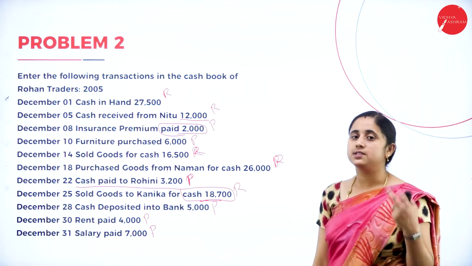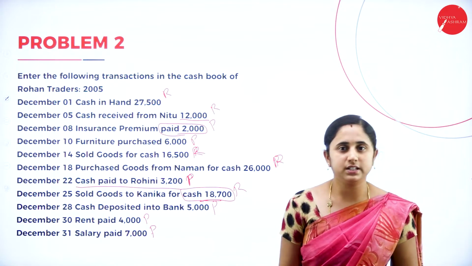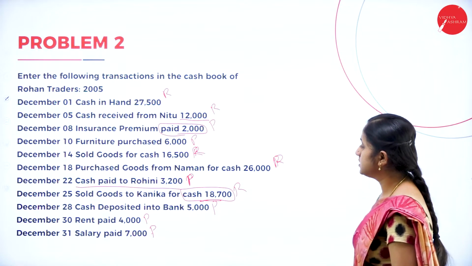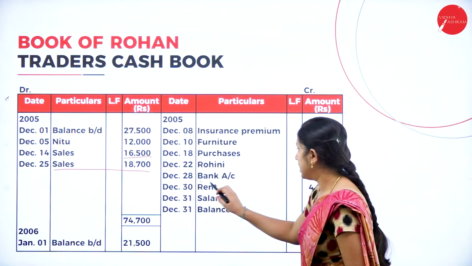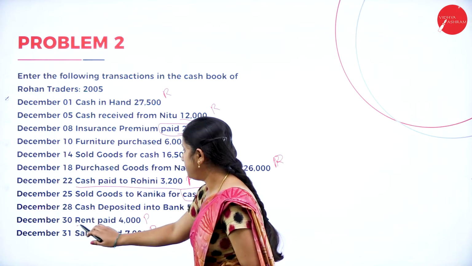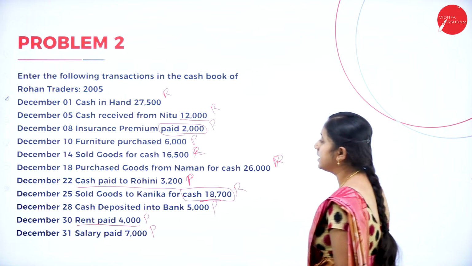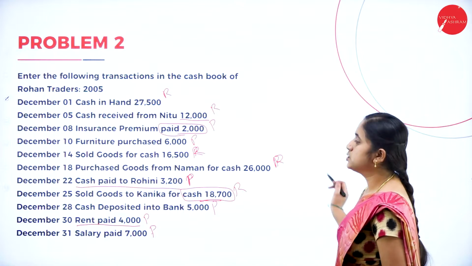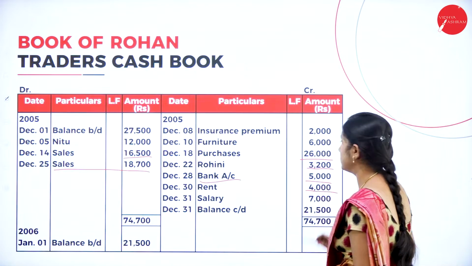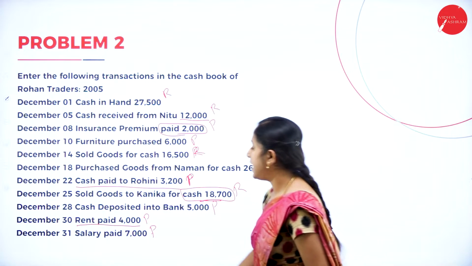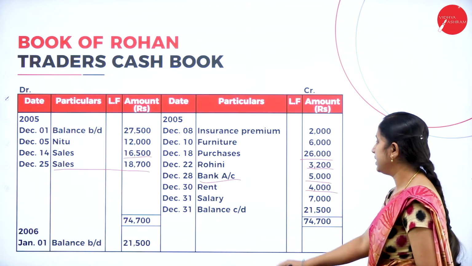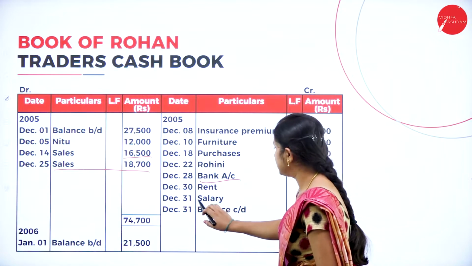Next, cash deposit into bank. Here cash is going out. When you deposit the cash in bank, cash is going out from your business. So this is the payment. So write bank account rupees 5,000. Next, rent paid 4,000, payment. So write December 30th, rent 4,000. Again, you paid salary 7,000. This is the payment, written on the credit side.